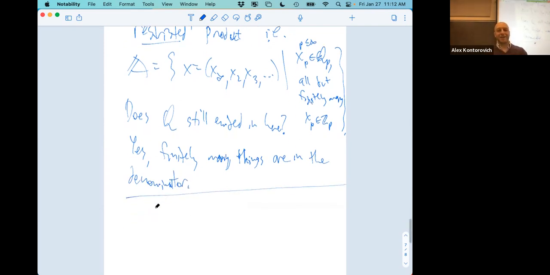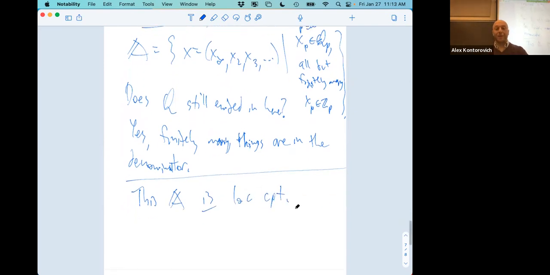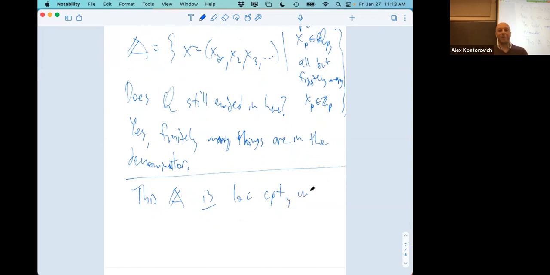In the interest of time I'll leave this as an exercise. This restricted product, this A, is indeed a locally compact space. What about the topology we're getting? What should an open set be?